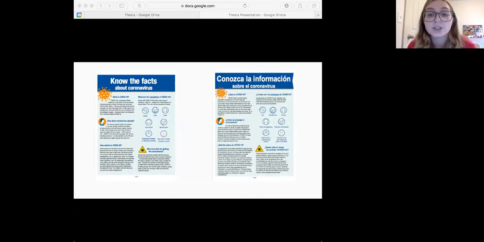And here I just wanted to show you all an example of what these resources look like so you can have a better idea. This example specifically is from the OHA. The left side is the English version and the right side is the Spanish translation.